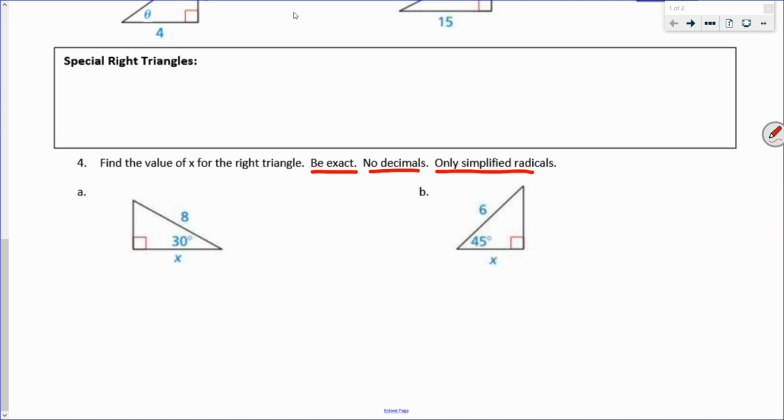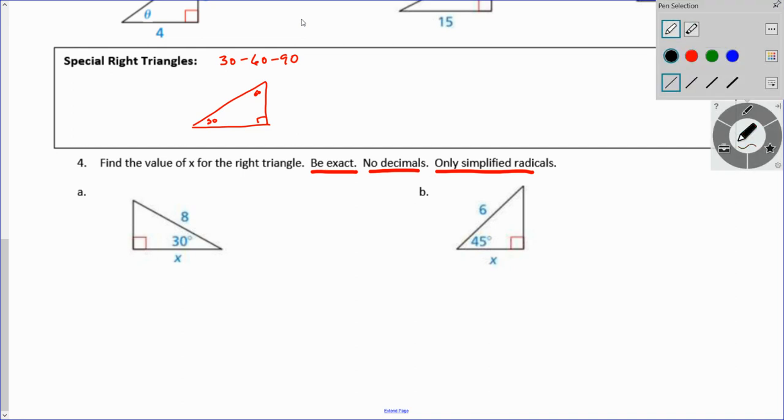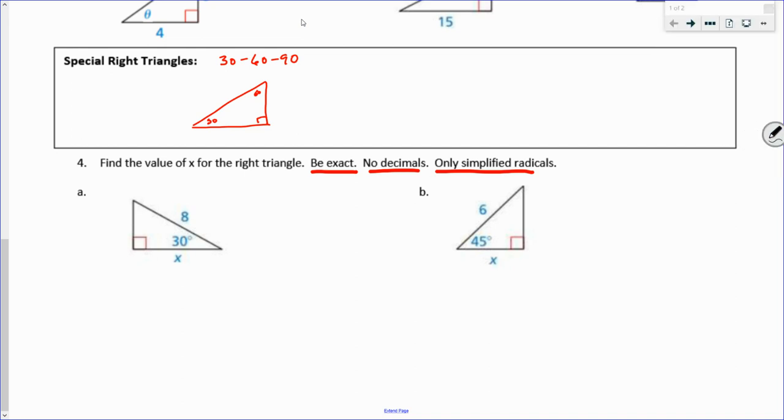So, what I want you to remember is there are two types of special right triangles. There's a 30, 60, 90 right triangle. What we then remember is it's always going to be in the ratio of 1, square root of 3, and 2 as the sides. There's always going to be some ratio of that.